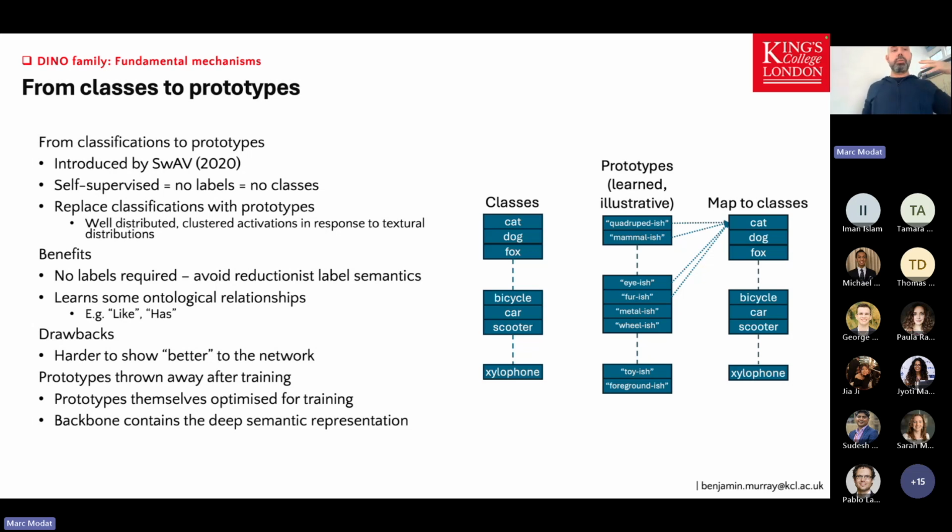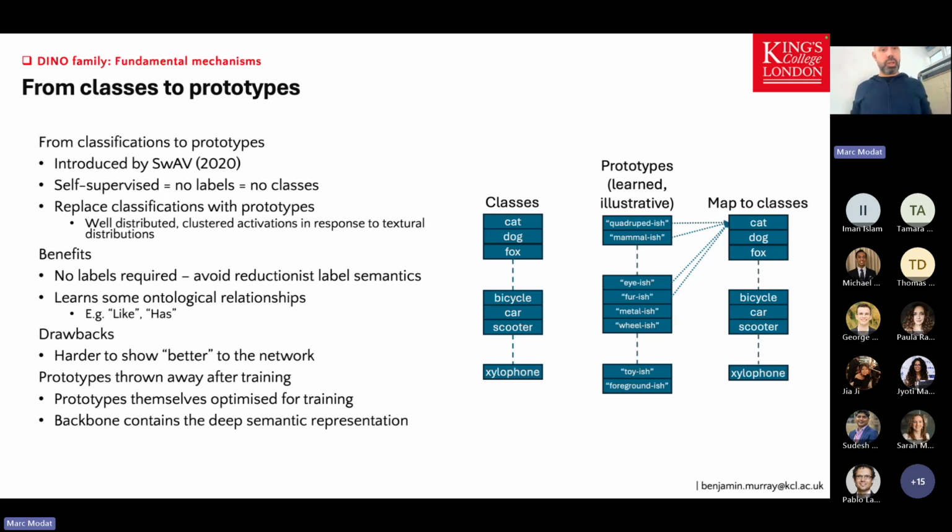What DINO learns through its self-supervised mechanism is it tries to essentially find consistent clusters of activation patterns that represent different things that it sees in the data set. So for example, instead of cat, the prototypes that you might learn, you might have some prototypes which activate when you've got quadrupedish, you might have some when you've got mammalish looking things, you might have some when you've got foreground versus background, you might have some for eyes or fur and so on. And essentially, these take the place of the classes.